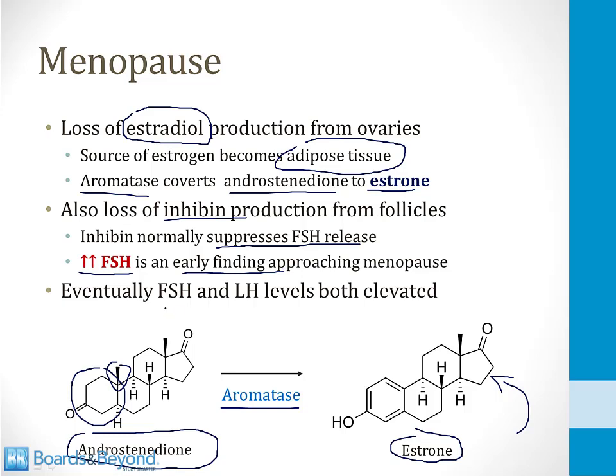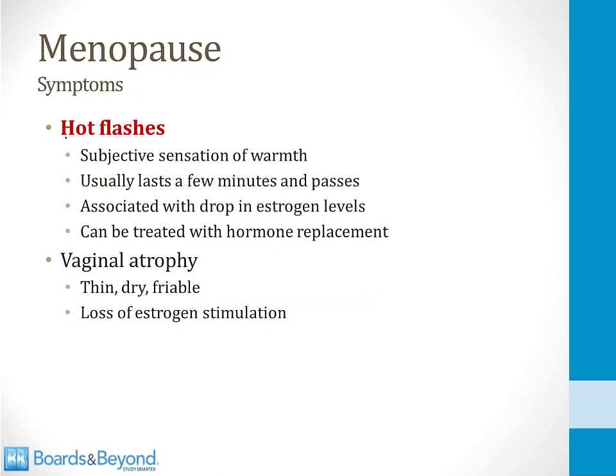Eventually, both the FSH and the LH levels will become elevated, but FSH occurs earlier and is the more sensitive biochemical test. The classic symptom of menopause is the presence of hot flashes. These are subjective sensations of warmth that women experience around menopause. They usually come on quickly, last a few minutes, and then pass. They are associated with the drop in estrogen levels seen during menopause, and they can be treated with hormone replacement therapy, which we'll talk about in a minute.